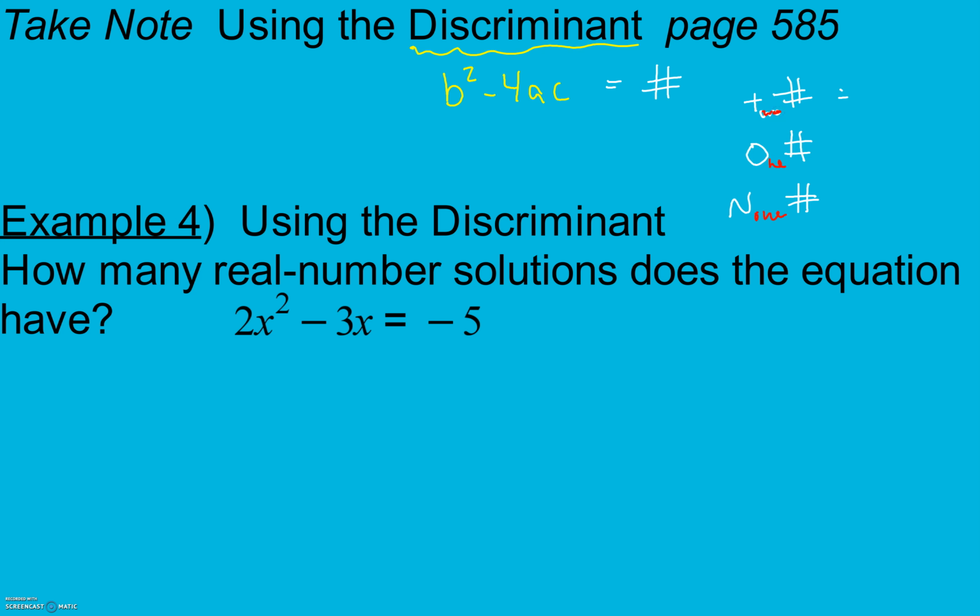If our discriminant is positive, make a plus. It means we'll have two solutions. We'll have plus or minus the square root of our number. So we'll get two answers there.